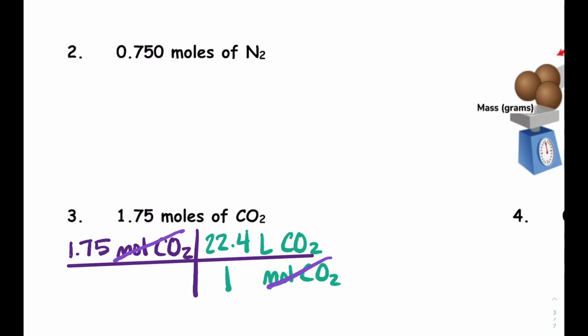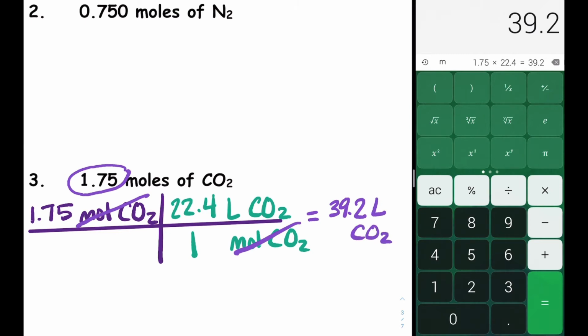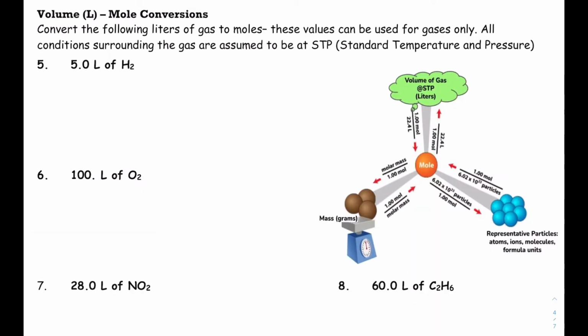Remember to cancel out your units and then multiply the top and divide by the bottom. So let's get our calculators out so we can do that. 1.75 times 22.4 equals 39.2. We have 3 digits in our given value here, so we can stick with 3 digits in our final answer. 39.2 liters of CO2. That's our final answer.